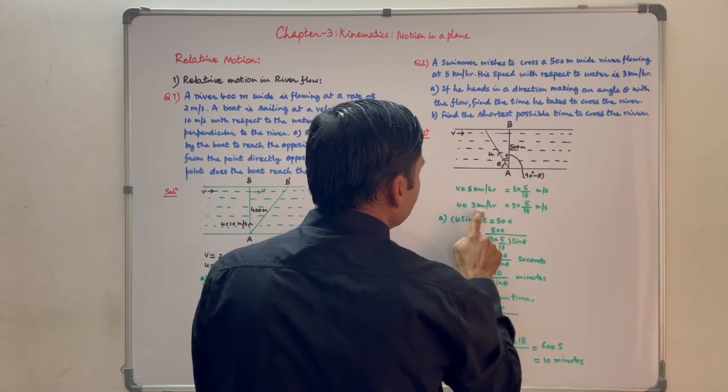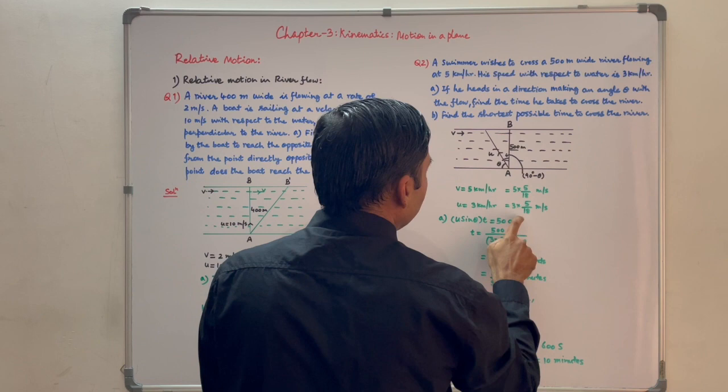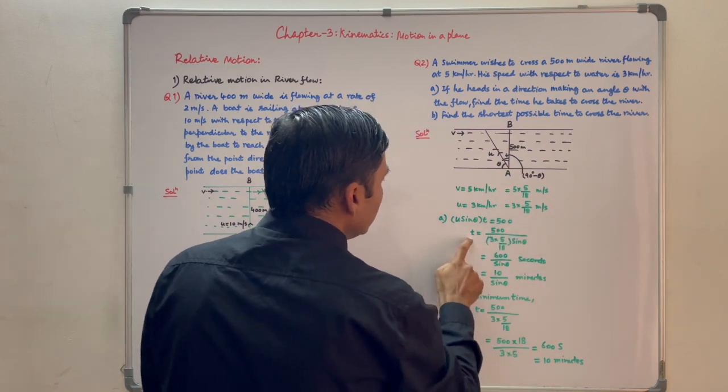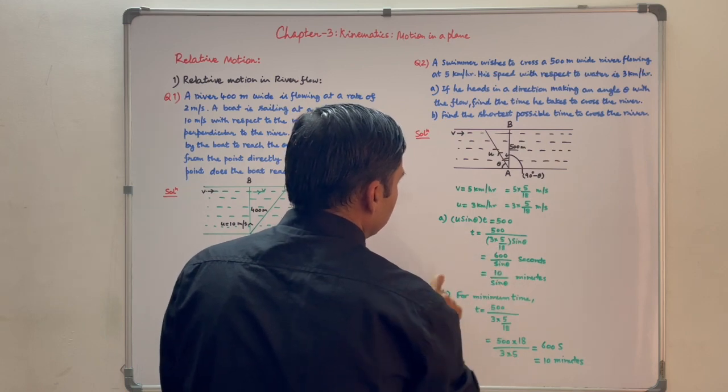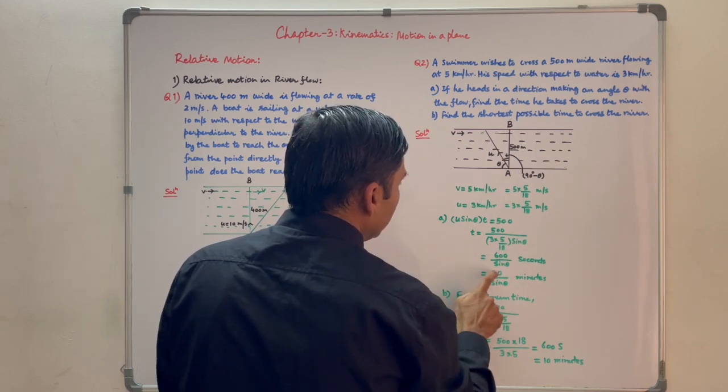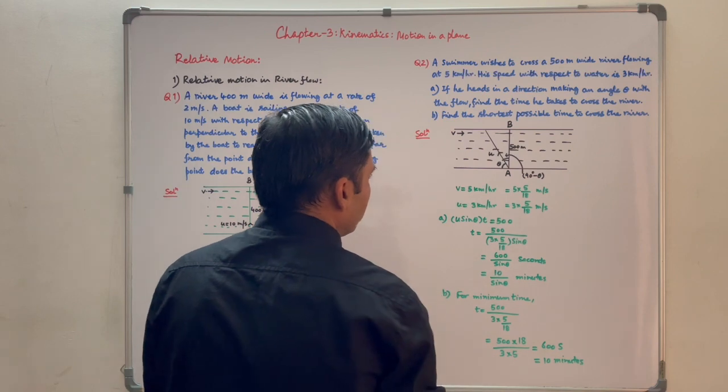U is given as 3 km per hour or 3 into 5 by 18 meter per second. So T is equal to 500 upon 3 into 5 by 18 sin theta. So T comes out to be 10 upon sin theta minutes.